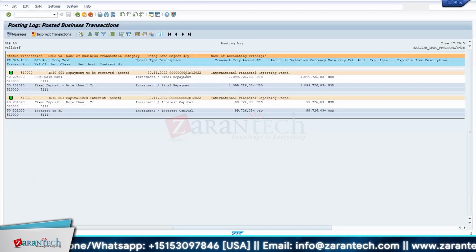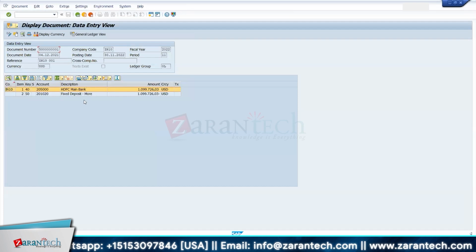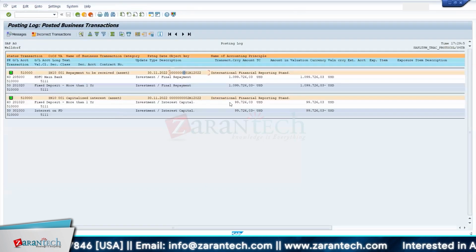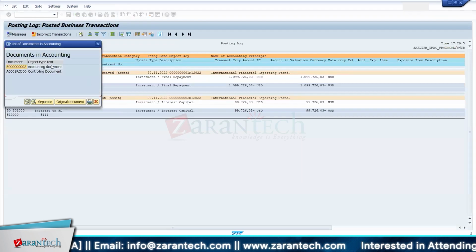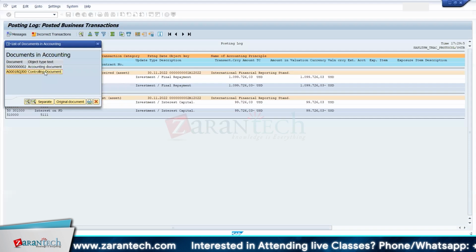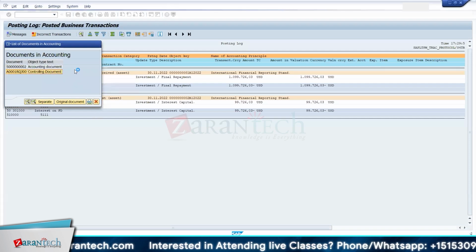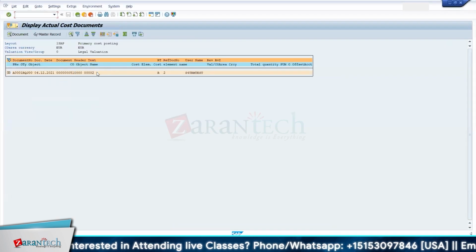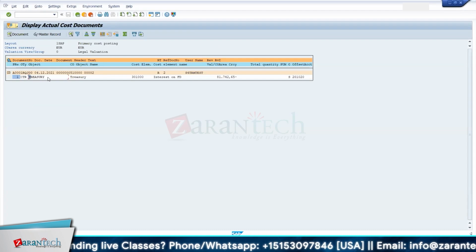You can see from here, I can go to the final document. In this second document also, I can go from here. So here we have two documents, accounting and controlling both. If you want to see the accounting, this is the accounting document. If you want to view the controlling document, here you can see this is the cost center treasury. Interest has been posted, right?